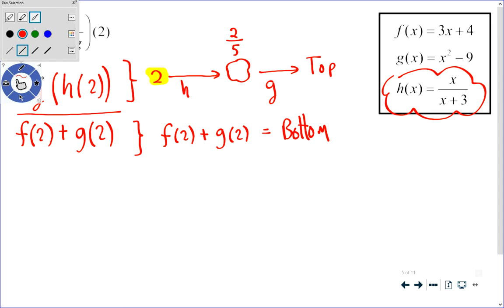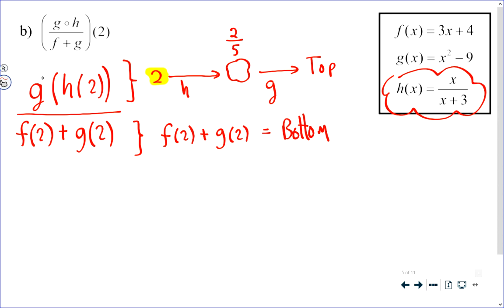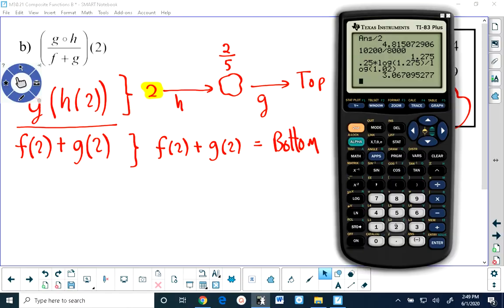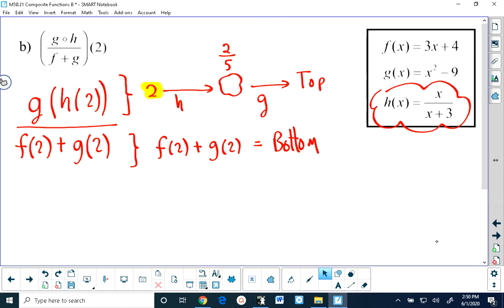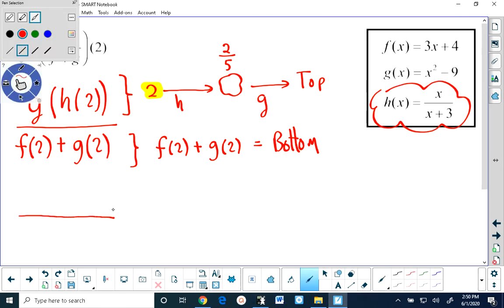Now I have to put 2/5 in for g. So I'm going to use my calculator here. I'm going to take 2/5, square it, and then I'm going to subtract 9 and convert it to a fraction. And when I calculate the top, I get negative 221/25. So the top of this will be negative 221/25.